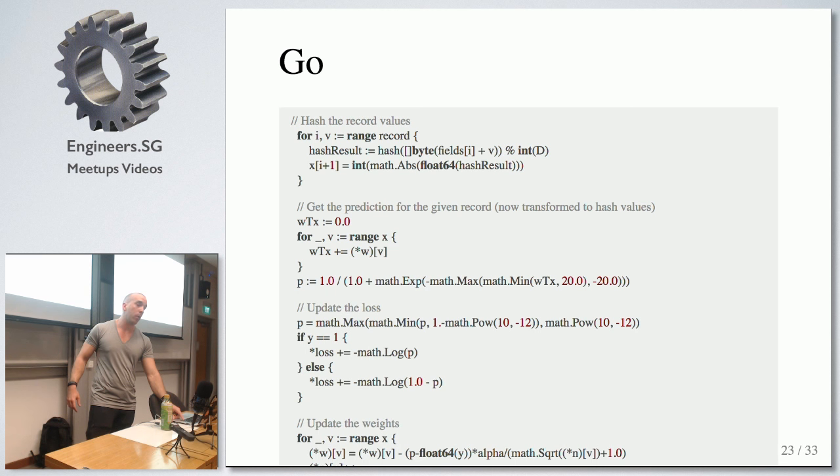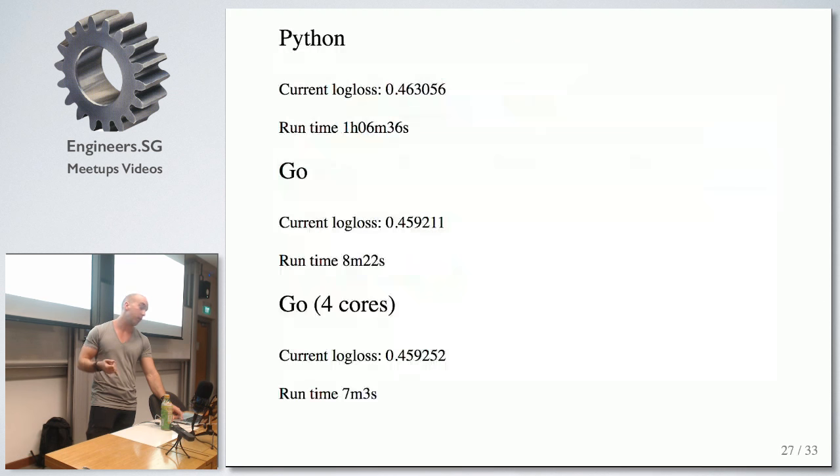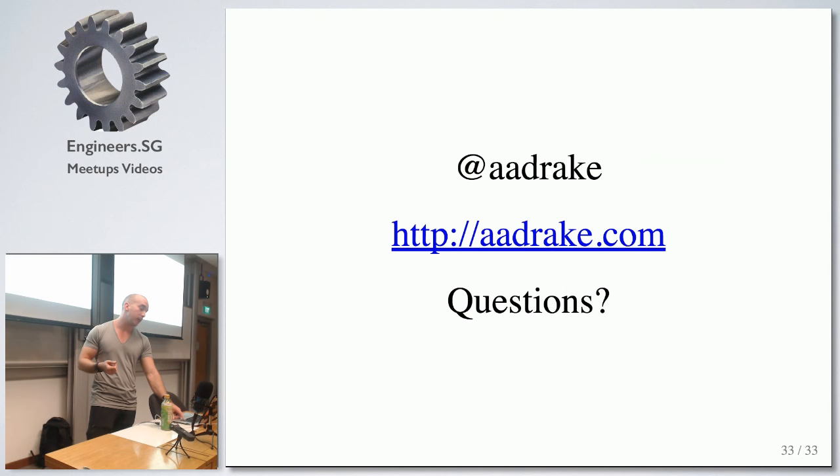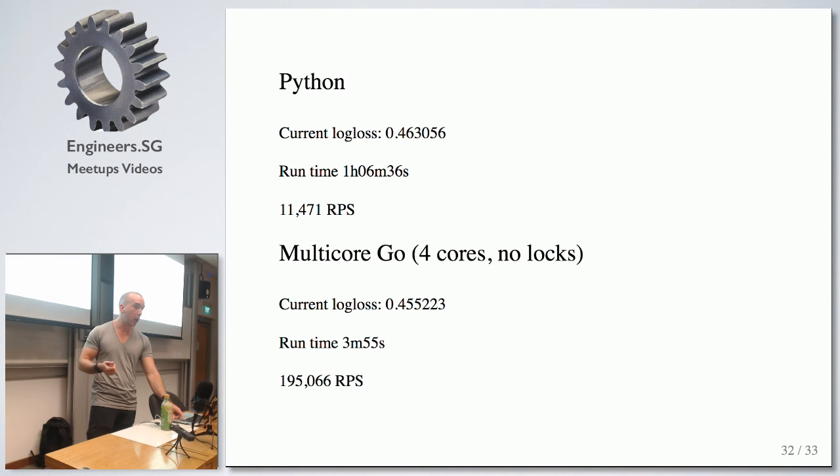In the Go one, I wrote my own hashing function. So since the hashing functions are different, the weight increments might be slightly different. So that's one reason why the log loss might be different. However, I will call attention to the fact that it's better. So it's basically the same, right? It's 4.5, 4.6, it's not that much different.